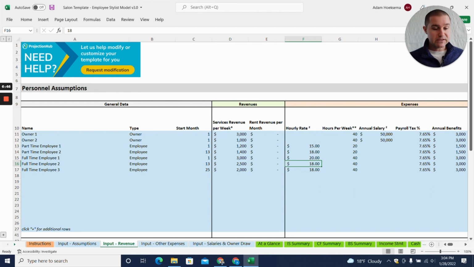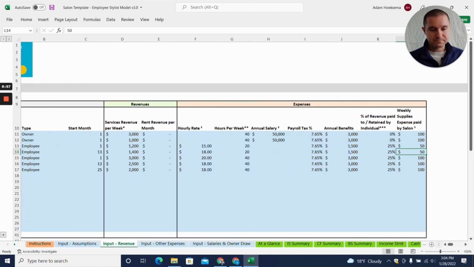And so they could be salaried. If you wanted to make them salaried, you could do that. Or if you want to do an hourly rate, you can do that. But you probably don't want to do both. Don't put an annual salary and an hourly rate there.